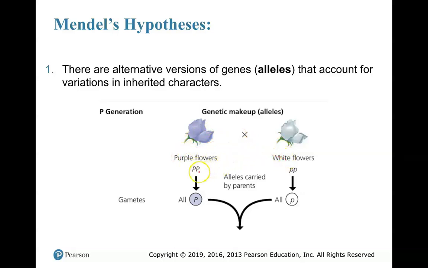Here I can see those 2 different alleles encoding for the purple flower, P and P, uppercase. And for the white flowers here, for this P generation, I actually have a lowercase p. So that's telling me that they're both coding for flower color, but they're different. They're alleles. They're coding for something a little different, whether that's the purple color or the white color.